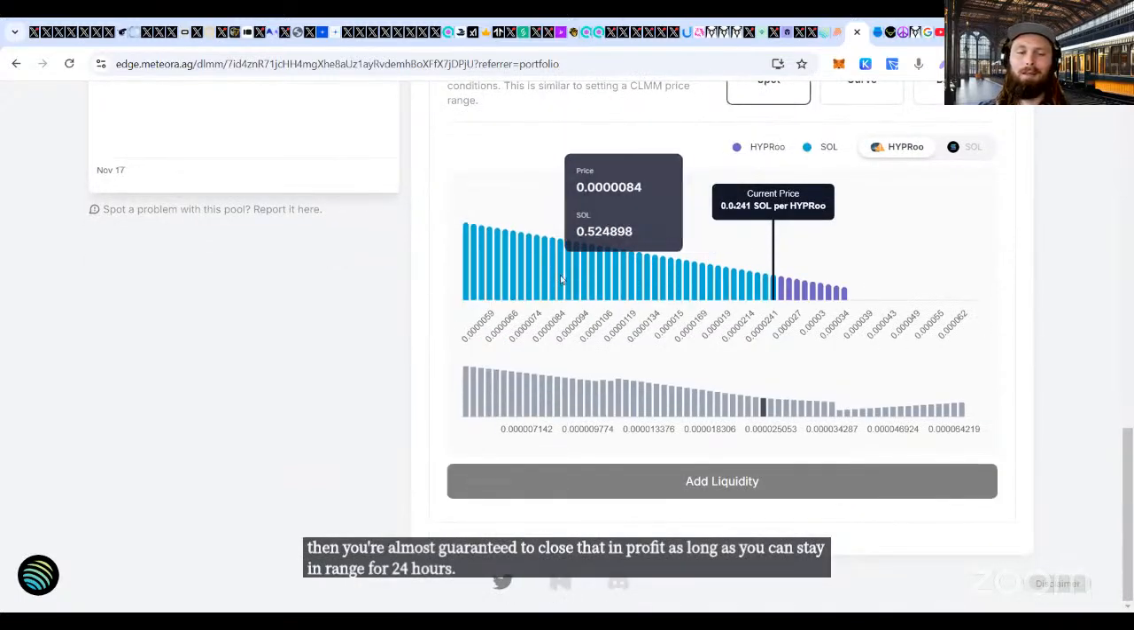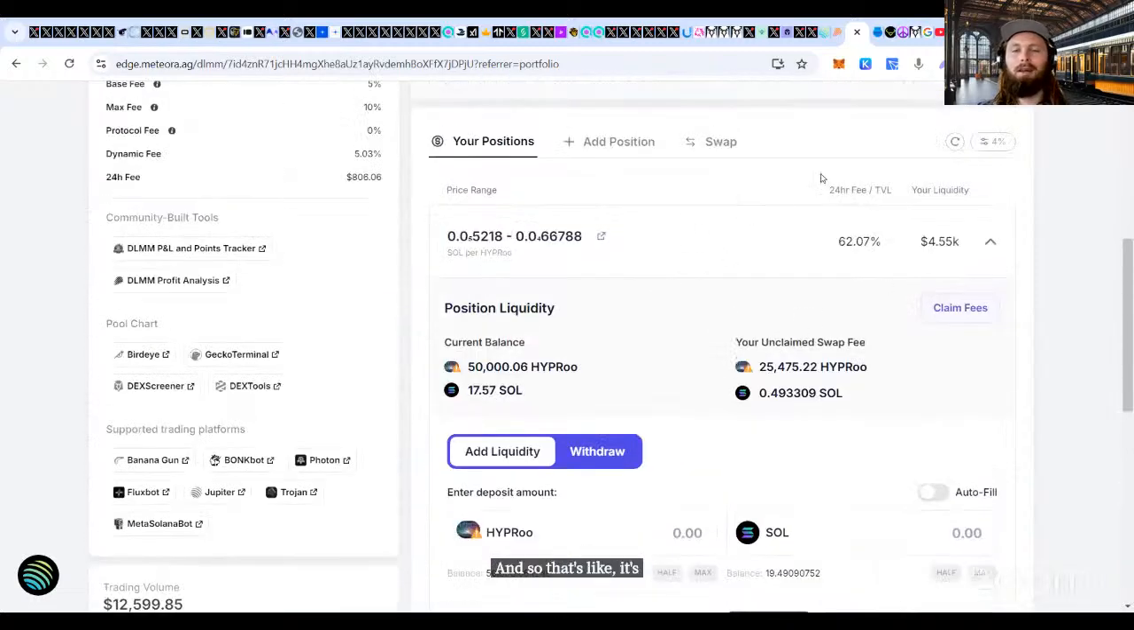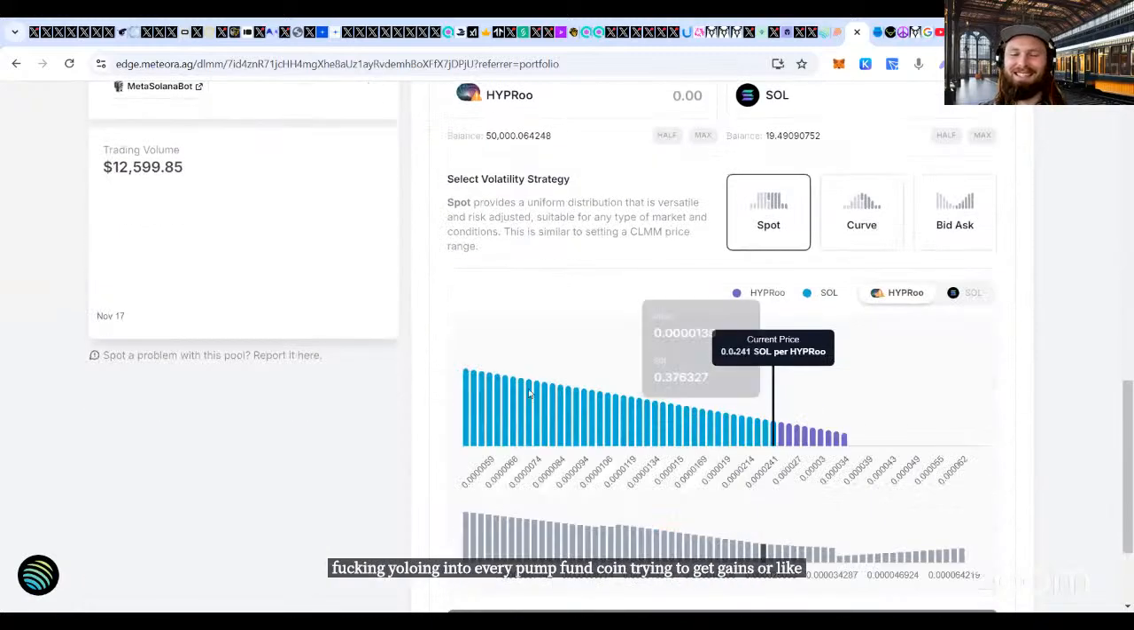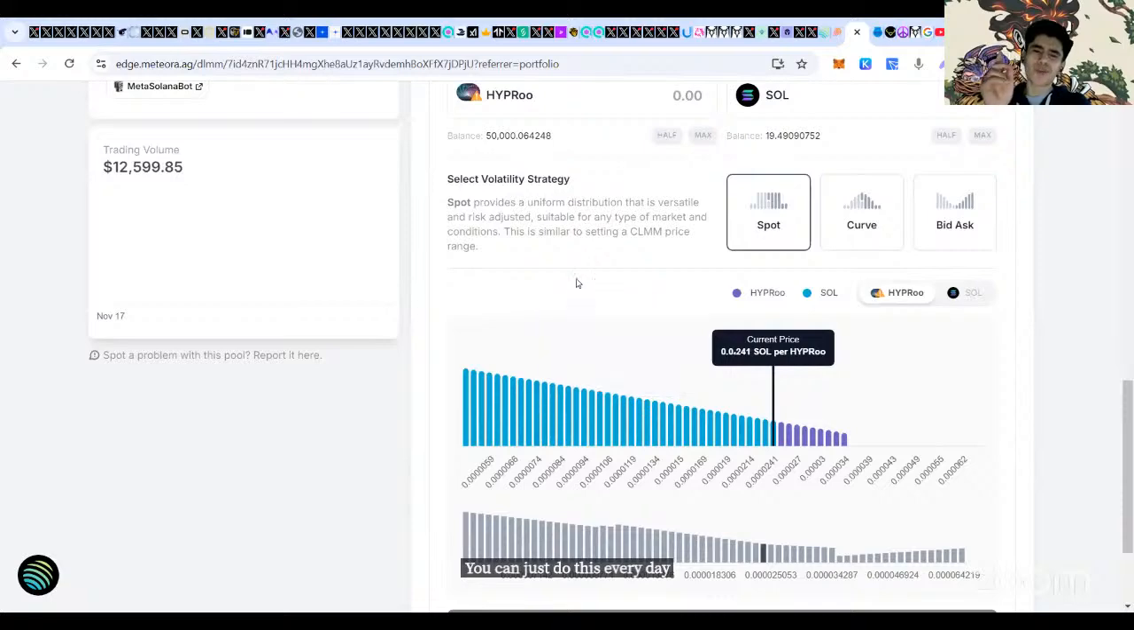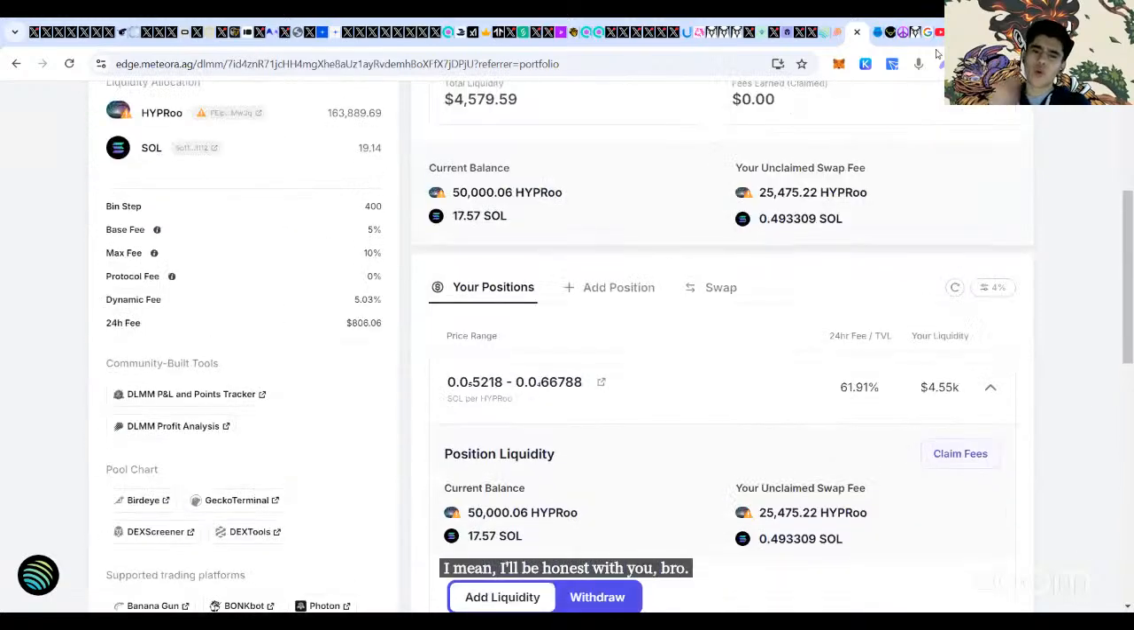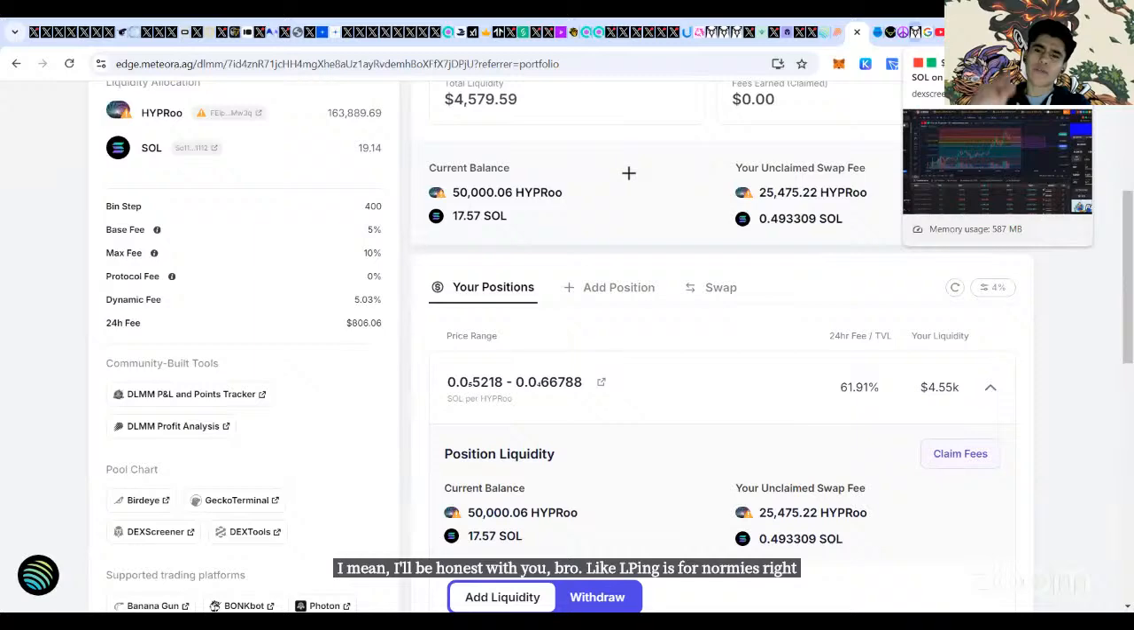I feel bad for the people who are in the trenches trying to find 10x's or 100x's, YOLOing into every pump fun coin trying to get gains, when you can just do this every day and compound your gains. To be honest with you, bro, LPing is for normies, right? Pump funds are for KOLs, man.